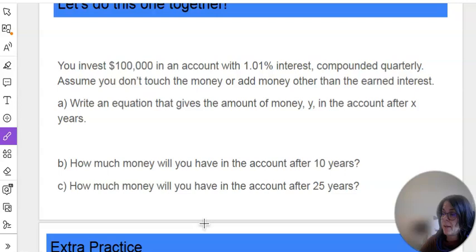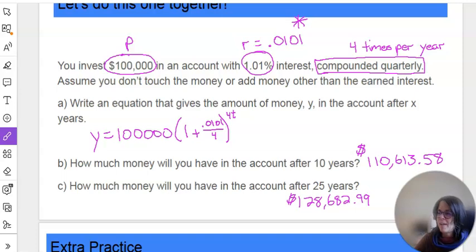Let's do another one. And this time, you'll try it on your own. Pause the video and try it now. All right, what you may not have realized is what the words compounded quarterly means. Quarterly, a quarter of a year. That means 4 times per year. And so if you don't know that term, now you do. 4 times a year, that means N is 4.